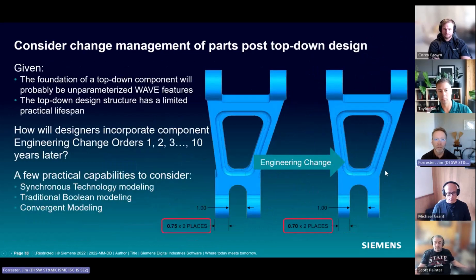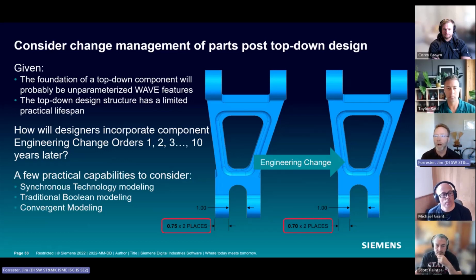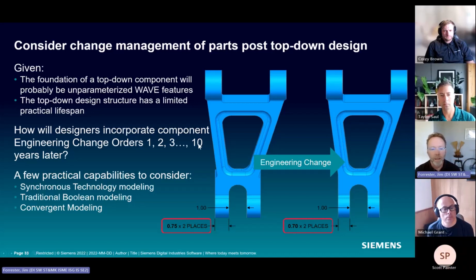Consider change management of parts post top-down design. In other words, remember, the primary geometry coming into these components is not owned by that component. So how are you going to manage change on a change request basis? You know, maybe 1 year, 2 years, 10 years down the way, when that top-down structure is long faded into the distant past.